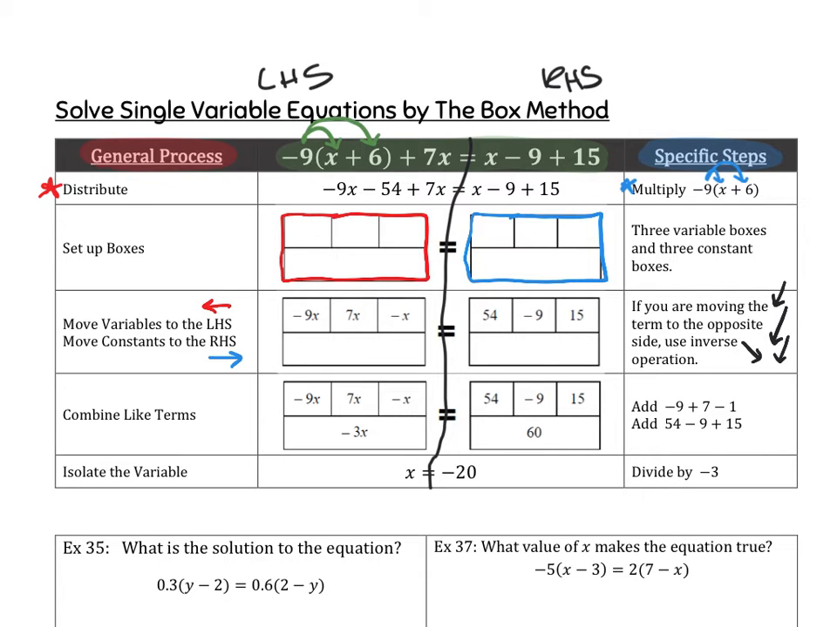So watch, we have negative 9x, and we have positive 7x, and we have x on the other side. All 3 of those need to come into the x side. But the x from the right-hand side crosses the center line, so I write down negative x. Does that make sense? Then I look for the constants, the regular numbers. Negative 54 would cross the center line, so it changes signs. Negative 9 and 15 do not, so they just drop down into the box.